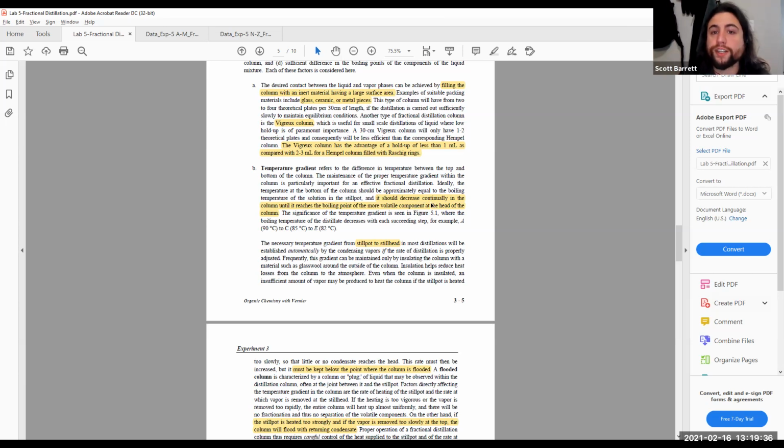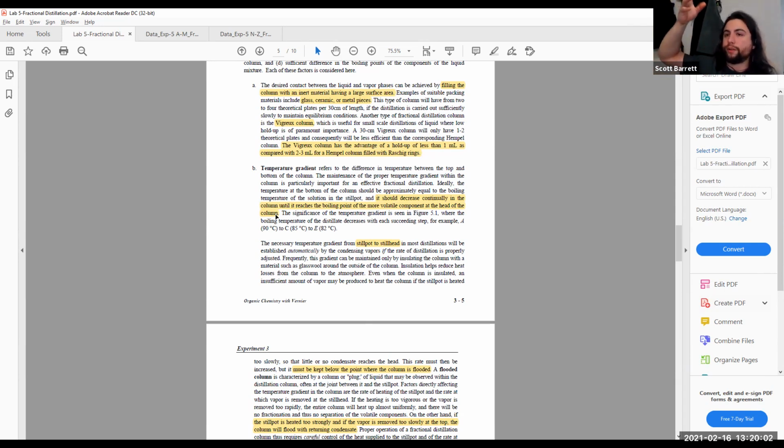So it should decrease continually in the column until it reaches the boiling point of the more volatile component at the head. So the more volatile component, let's just say, in that instance, starts at 90 degrees Celsius for the compound mixture, and as it comes to the top, it drops down to 85 degrees Celsius and it's almost there, and then it finally hits 80 once it's at the very top.